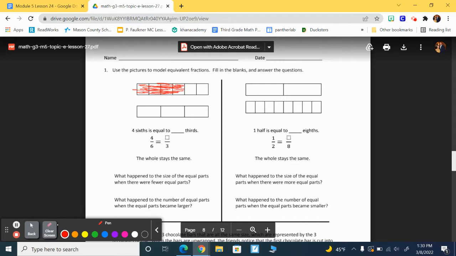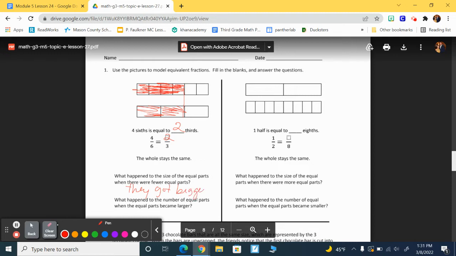All right, and now it asks us, it's equal to how many thirds? Well, if I look, my line is straight down this way. So I know I would color in this many, and that is 2/3. And you could also put a 2 here. What happened to the size of the equal parts when there were fewer equal parts? Well, there are fewer equal parts, but the parts are bigger. So this big rectangle here is much bigger than one of these smaller ones. So we could say they got bigger.